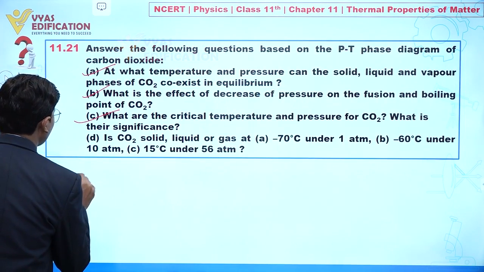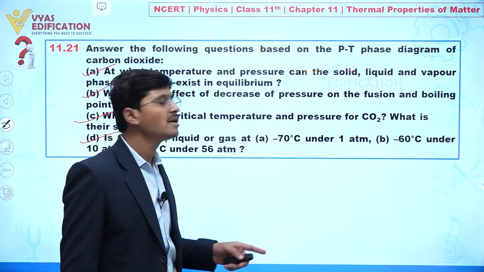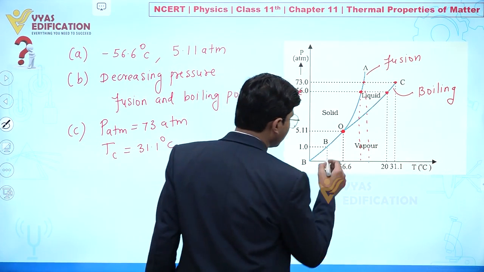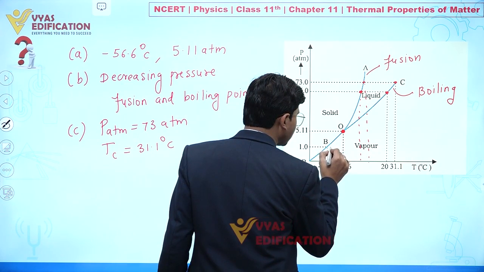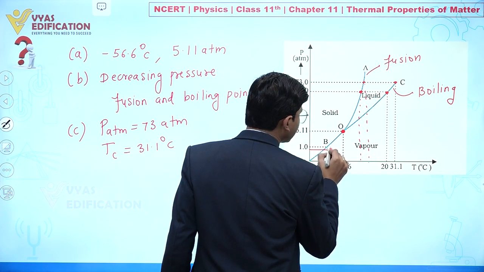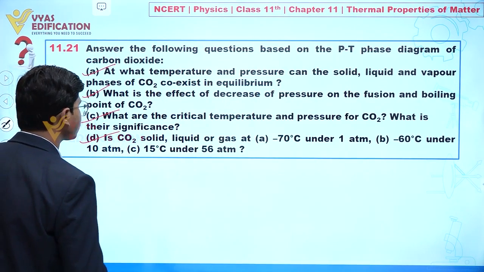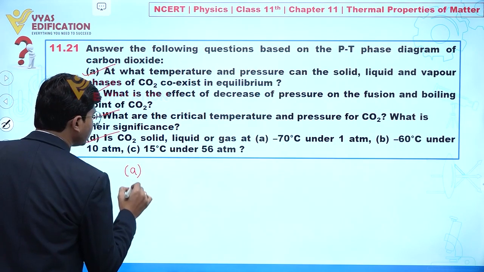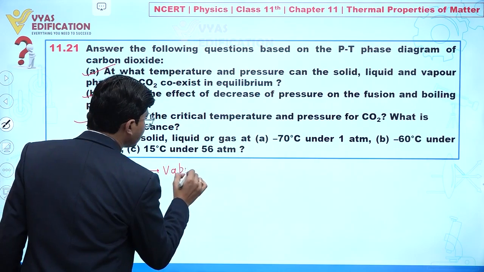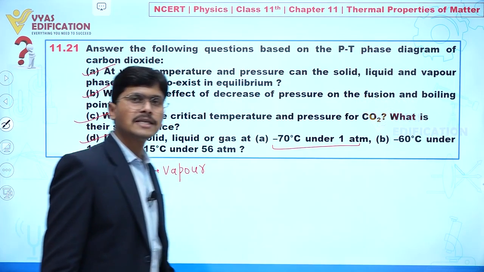Clear? Now we are going to discuss part number D. Is CO2 solid, liquid or gas at minus 70 degrees Celsius under 1 atm? Clear? Now listen carefully. Where is minus 70? Let's suppose I am assuming minus 70 is here. Clear? And under 1 atm. So you can say that the intersecting point we are finding is in the vapor region. Clear? So in the vapor region I can say for part number D, I am writing this point A. We can say in this case CO2 lies in the vapor region. Clear? In this particular case, this CO2 lies in the vapor region.